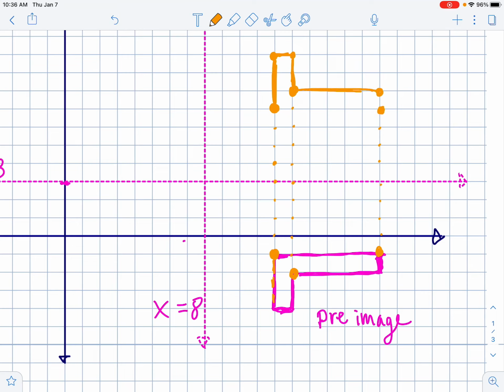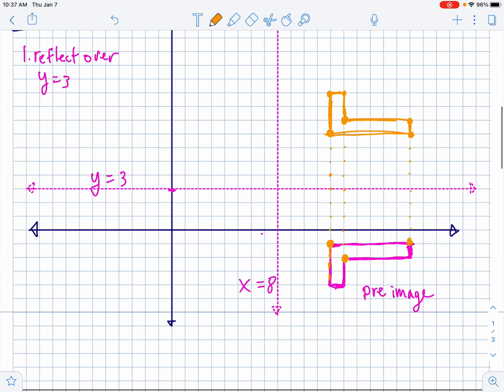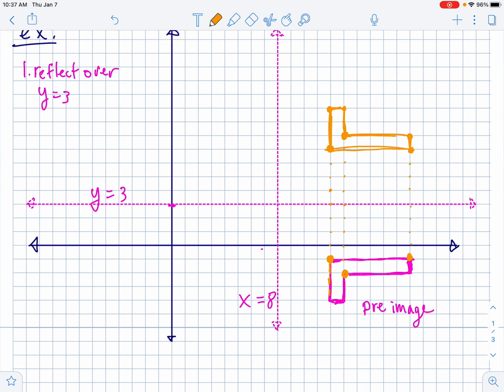So color it all in. If I zoom out, that has now been reflected over the line y equals 3. So this is now the image, and the pre-image is down here. The next step I want to do is take that orange sideways L and reflect over the line x equals 8.